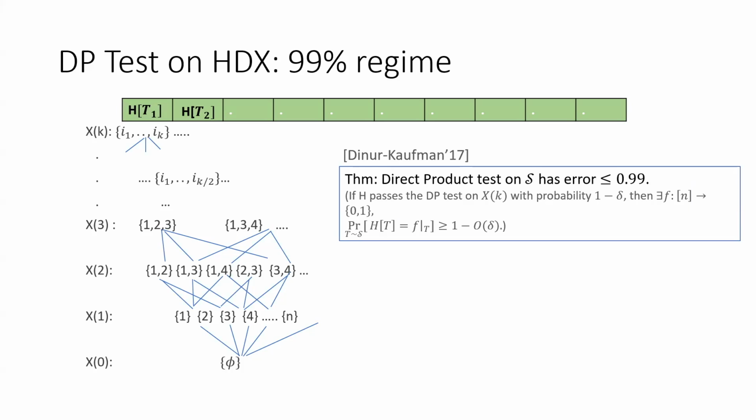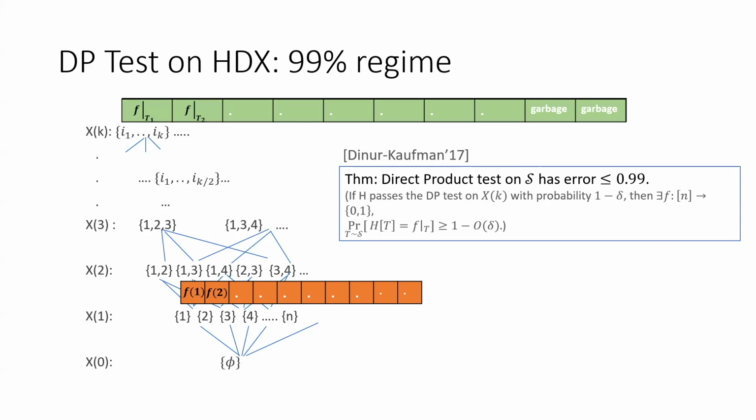Yeah, so again, this is a recap of what that means. So basically, there's a global function F such that you can lift it: H of t is F restricted to t for most sets in X_k.